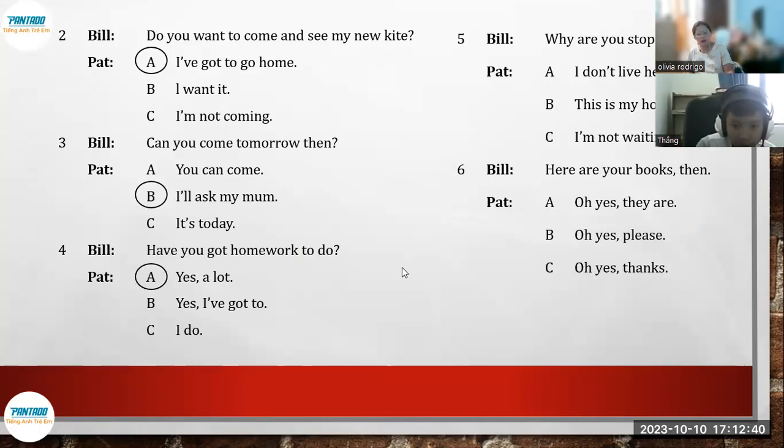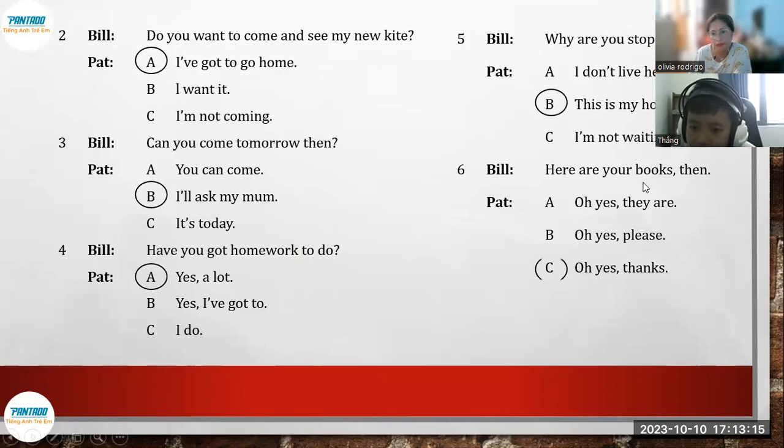Why are you stopping here? I am not waiting. Okay. This is my house. Okay. Here are your books then. The answer is? Oh, yes. Okay. Very good.